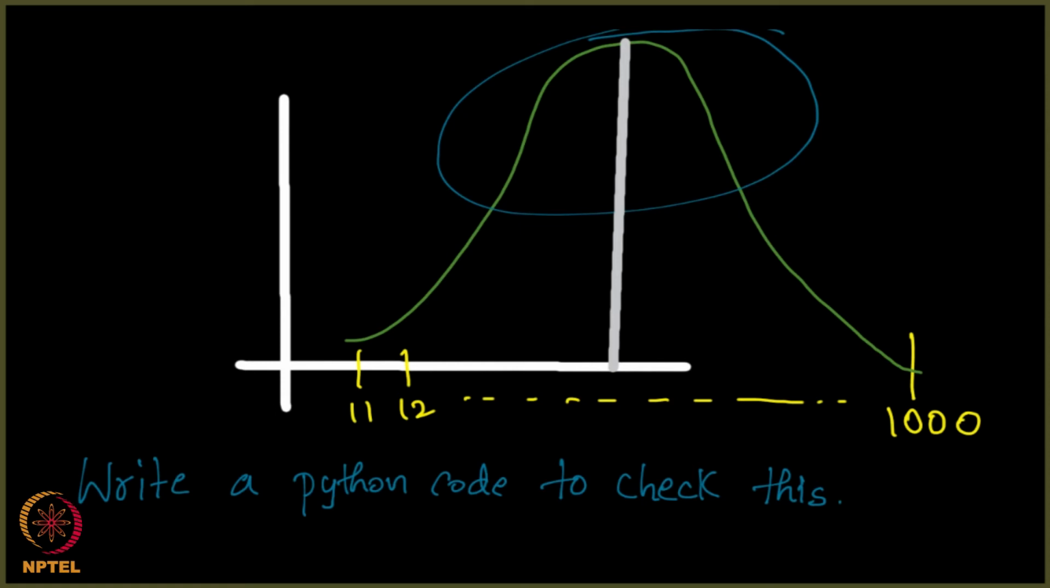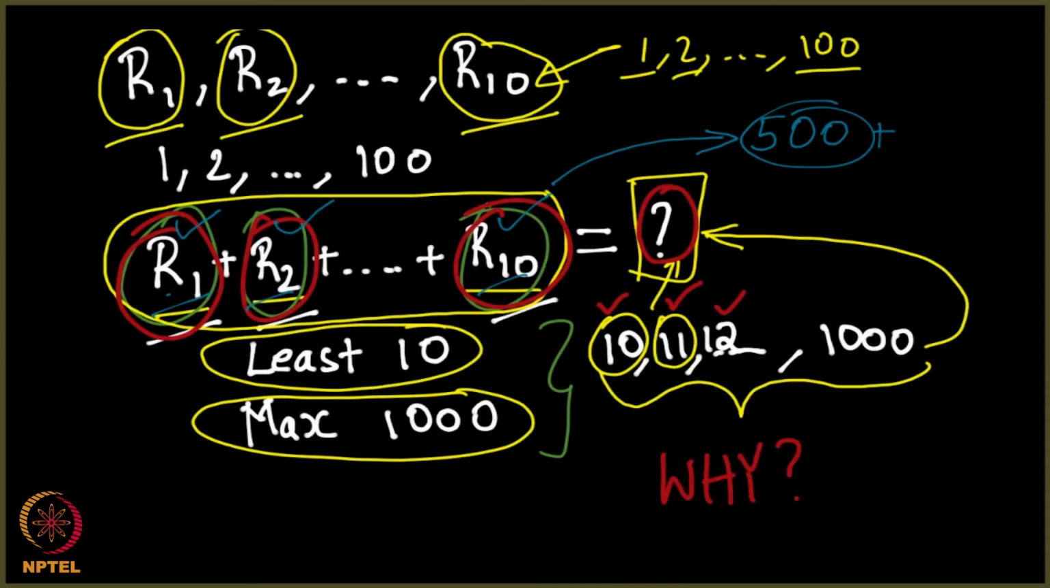Now, why is that? What exactly is the moral of the story? The moral of the story is the sum of random variables that you see here. They are basically a sum of entities that are random. They are called random variables. Sum of random variables.